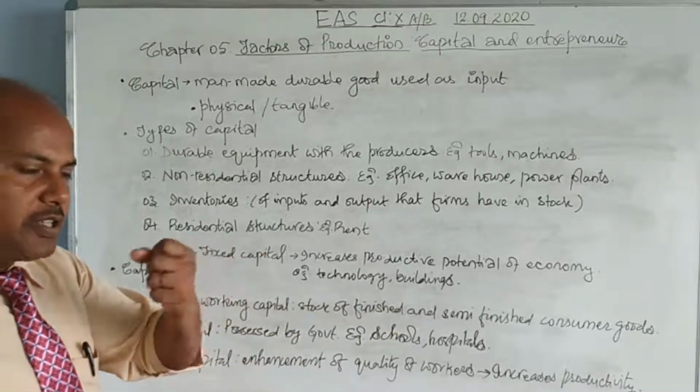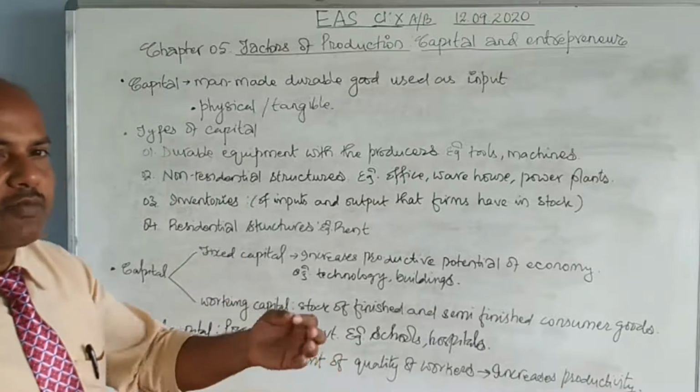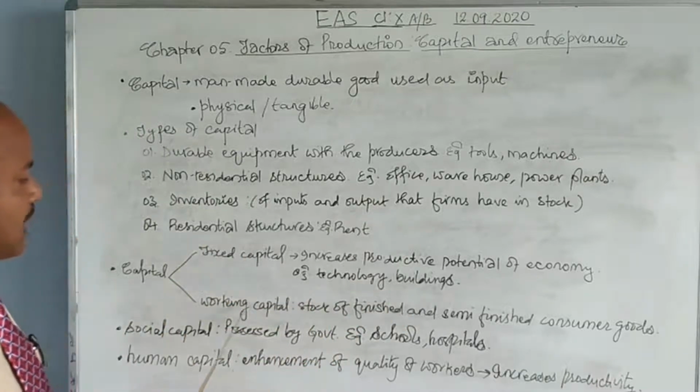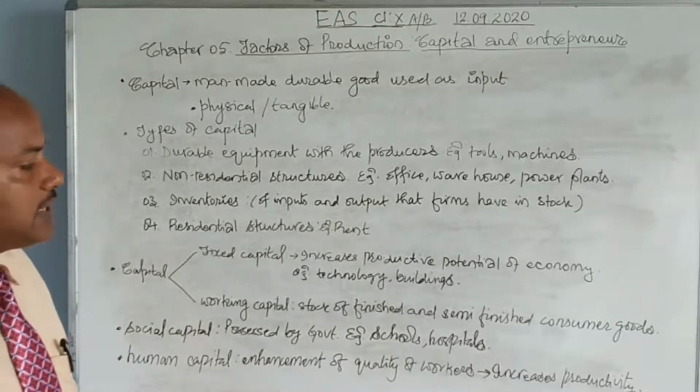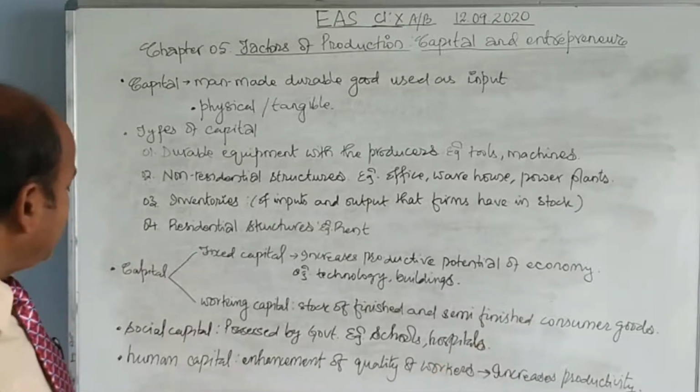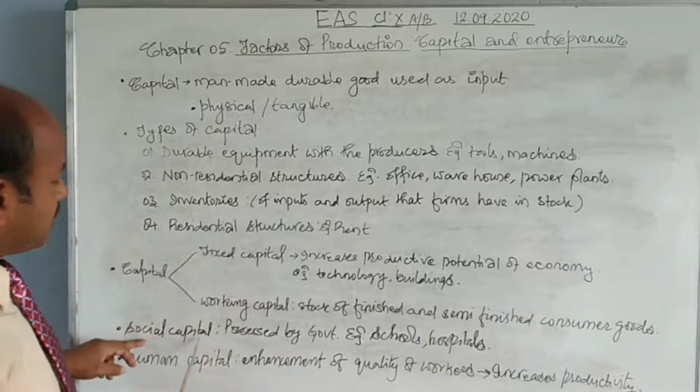Finished means ready to be consumed, and semi-finished means something yet to be done on them. So those are also called working capital. So working capital refers to all the stock of finished and semi-finished consumer goods. Next type of capital is social capital.